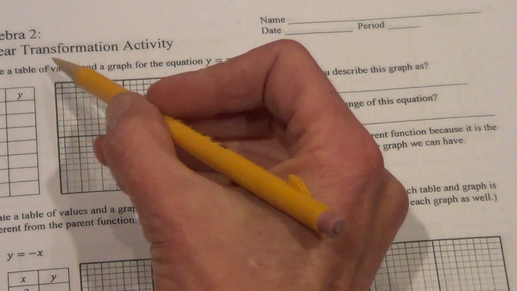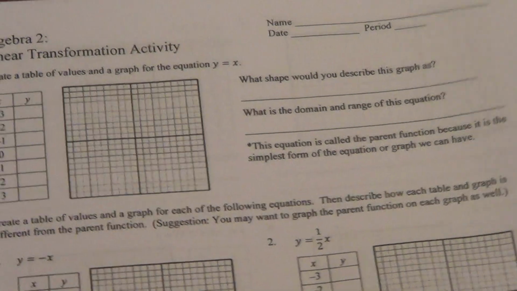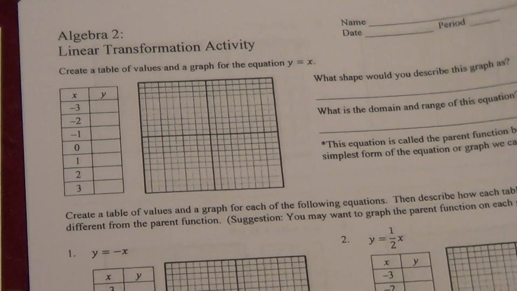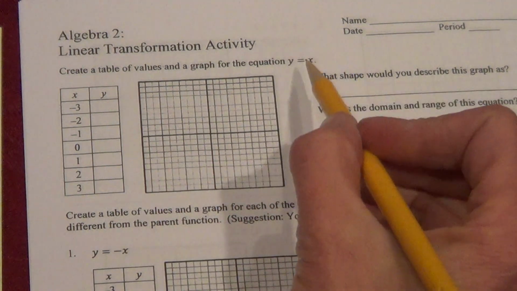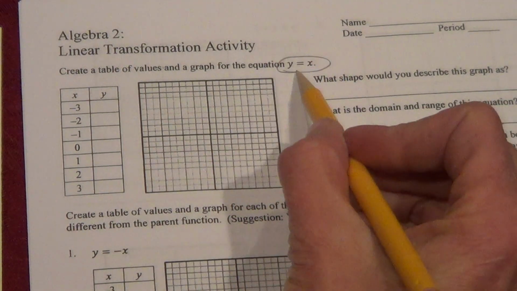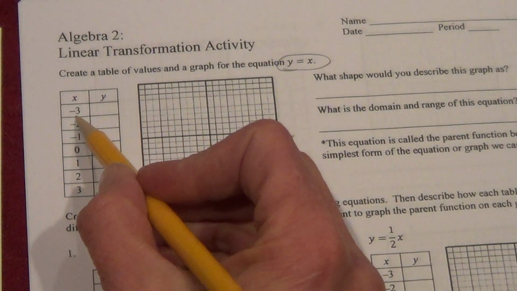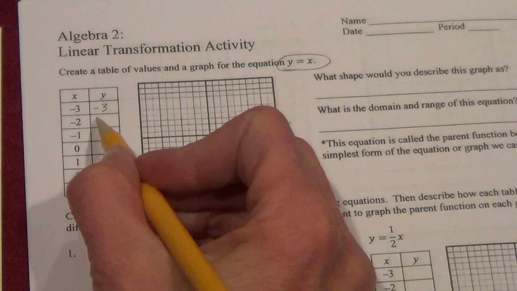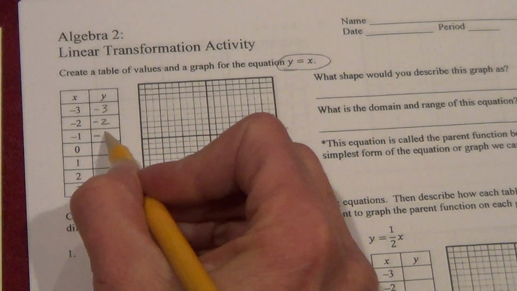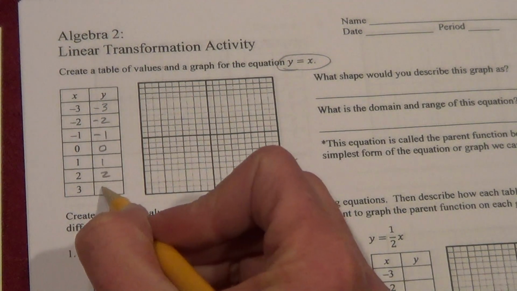The first one is the linear transformation activity sheet, and there you can see the grid. So our equation is y equals x, so you're simply plugging in the x values. If y equals x, then for every x value y is the same, and that brings us to these values.